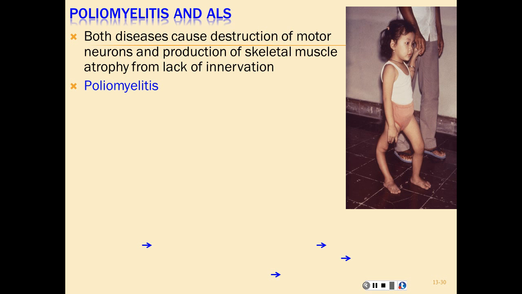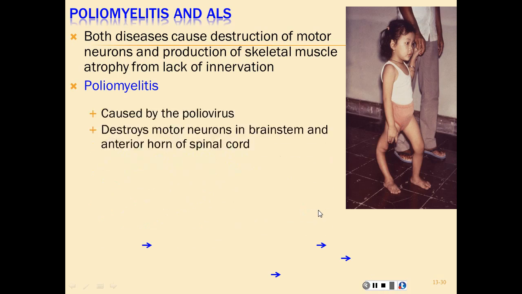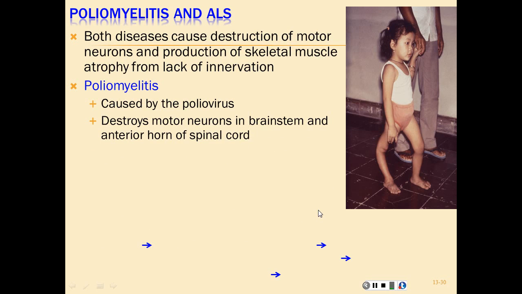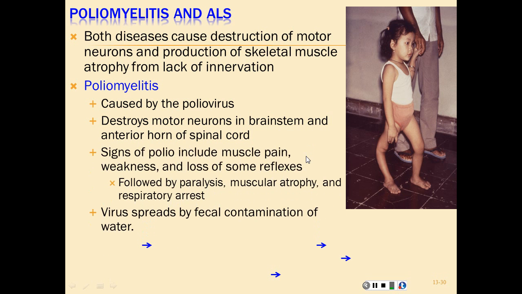So with poliomyelitis, now poliomyelitis is caused by a poliovirus. It destroys the motor neurons in the brainstem and the anterior horn of the spinal cord. Now, signs of polio include muscle pain, weakness, and loss of some reflexes, and are followed by paralysis, muscular atrophy, and respiratory arrest.